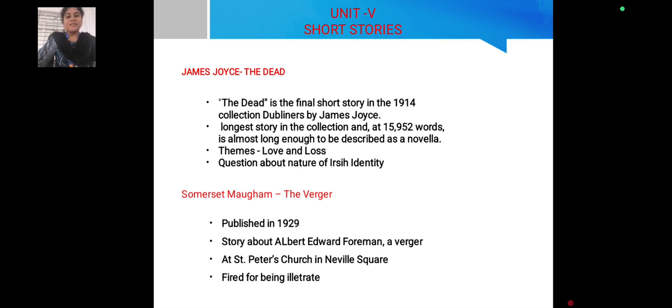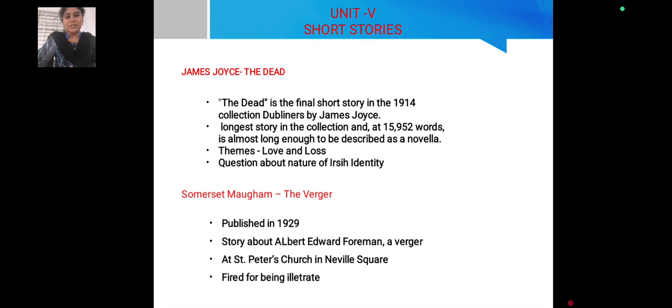The Dead is the final short story of James Joyce's collection, published in the year 1914, and it is the longest story in the collection. At 952 words it is enough to be described as a novella. So what do you mean by novella? It is not longer than a novel and not shorter than a short story. This short story dealt with the themes of love and loss, and it also raised a question about the nature of Irish identity.